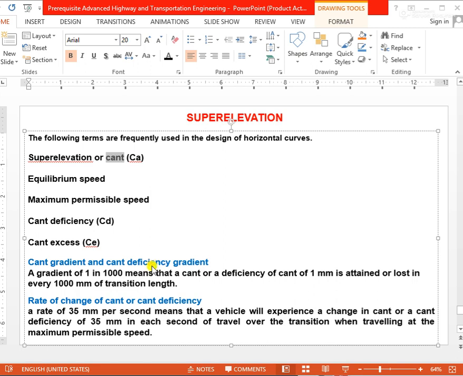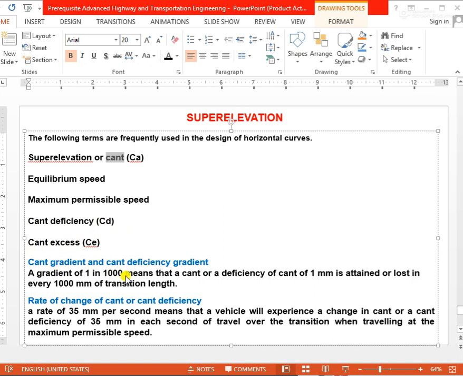Okay. Cant excess occurs when the train travels around a curve at a speed lower than the equilibrium speed. It is the difference between the actual cant provided and the theoretical cant required for such a low speed. This is the cant deficiency and cant excess. Actual needed and which is provided. Same thing for cant excess. Where provided less, that is cant deficiency, and where provided high, that is cant excess.